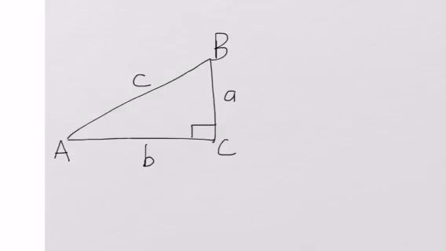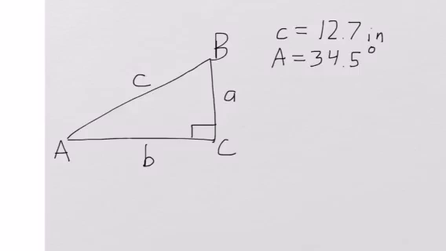So in this case, I'm going to give you that little c is equal to 12.7 inches. And then capital A, so that angle, is equal to 34.5 degrees. So now we want to solve for the angle B and the side lengths A and B.